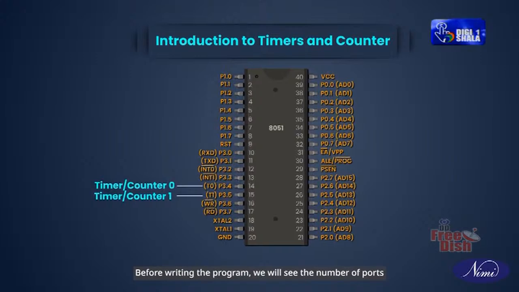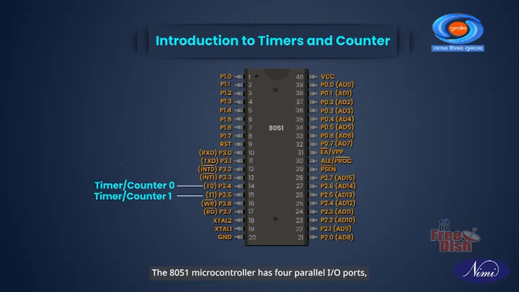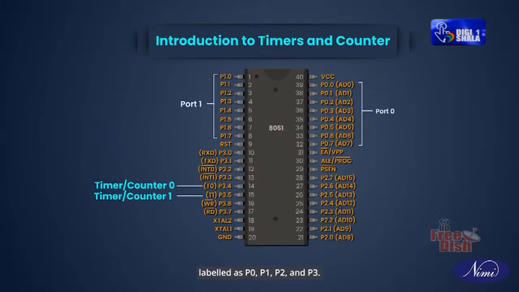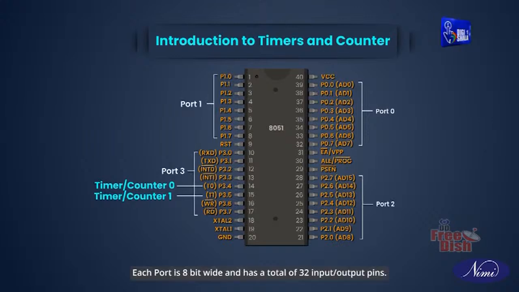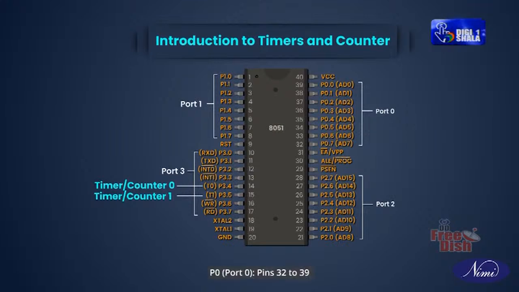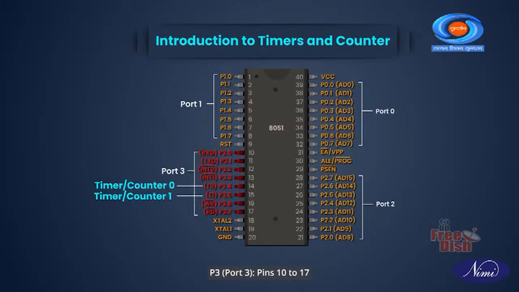Before writing the program, we will see the number of ports and the pins of the ports. The 8051 microcontroller has 4 parallel I/O ports labeled as P0, P1, P2, and P3. Each port is 8-bit wide and has a total of 32 input or output pins. P0, port 0, pins 32 to 39. P1, port 1, pins 1 to 8. P2 or port 2, pins 21 to 28. P3 or port 3, pins 10 to 17.